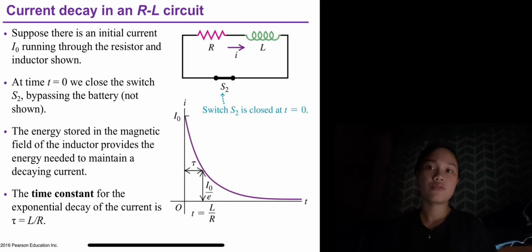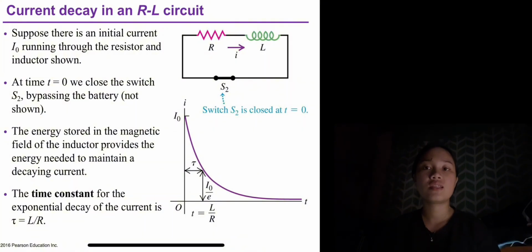Now, when the battery is removed from an RL circuit, the current does not instantly drop to zero. The inductor resists this sudden change in current, and as the magnetic field collapses, it induces an EMF that keeps the current flowing. For a short time, the inductor acts as the energy source. This behavior surprises many students at first.